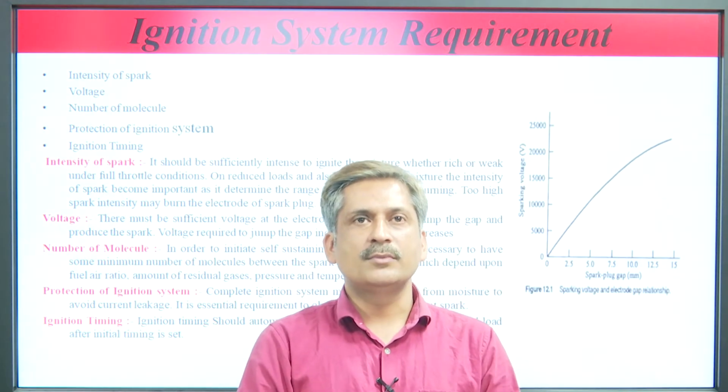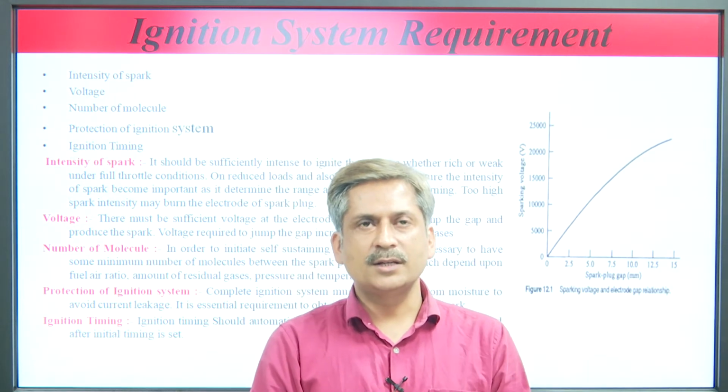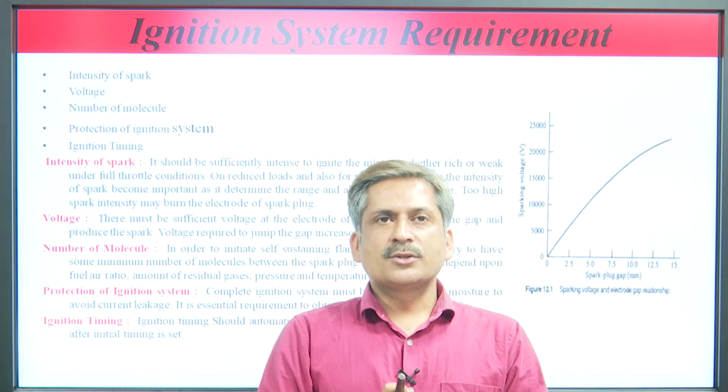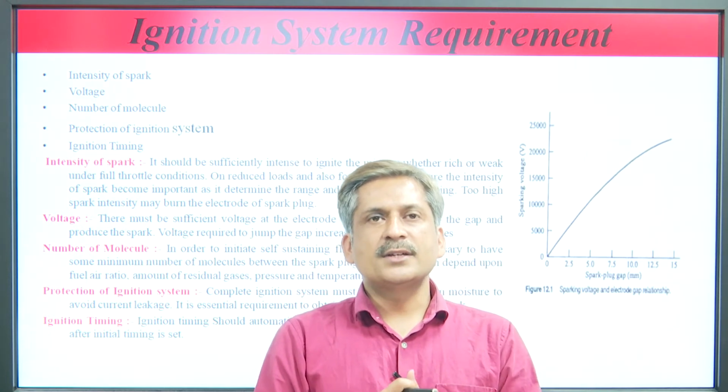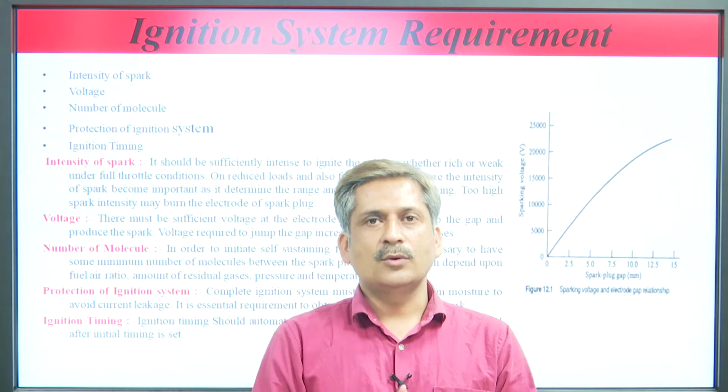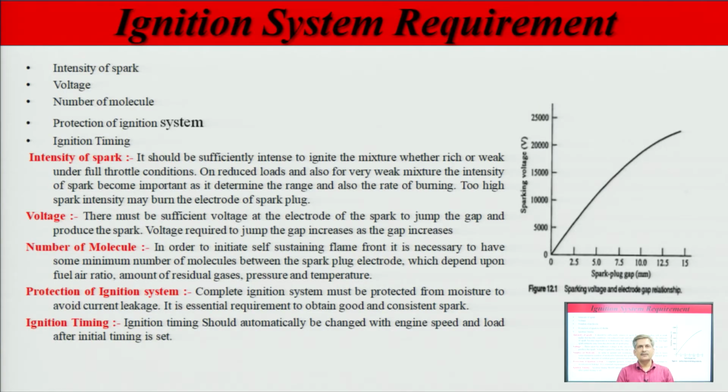Now, the ignition system requirements. What are the requirements of the ignition system? The ignition system should create the required intensity of spark, of required voltage, and the number of molecules. Production of the ignition system is very important, and ignition timing is very important. It should have the property that for a lean or variable range of the fuel-air mixture, the ignition timing should be variable; it should not be fixed. Ignition timing means spark creation at the correct time and in the correct amount also.